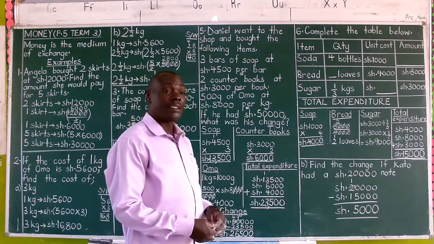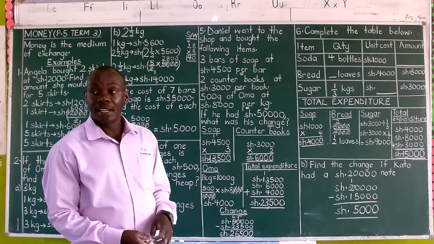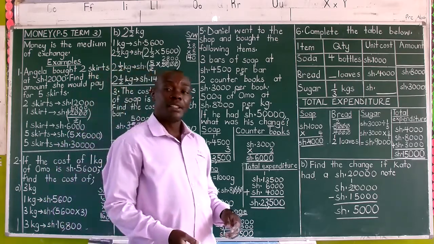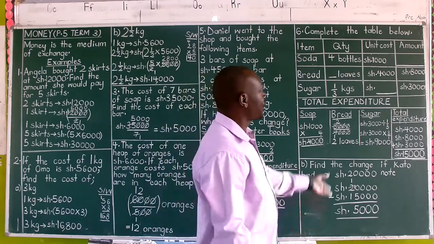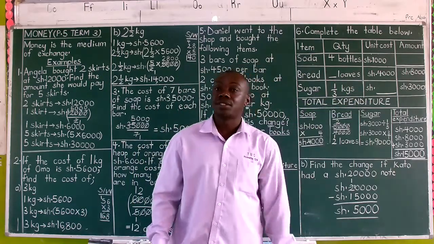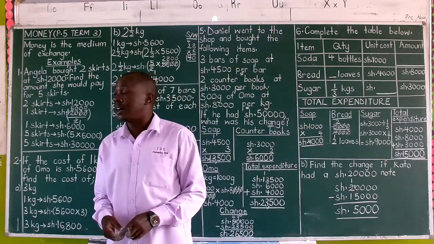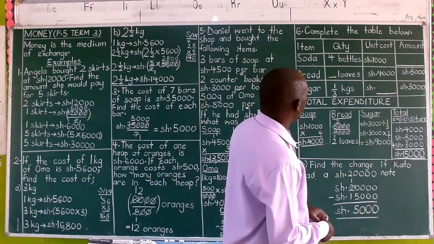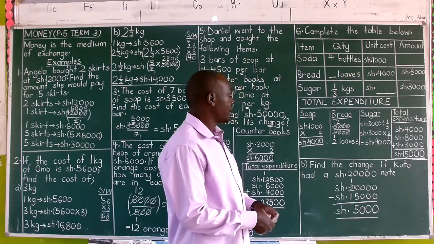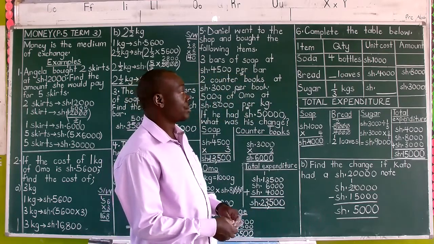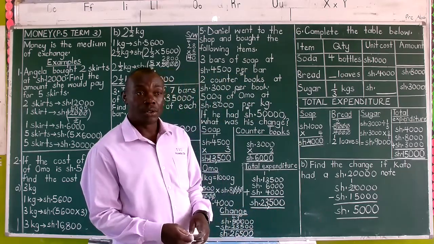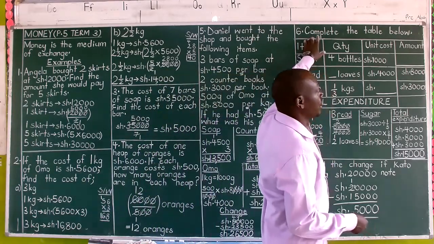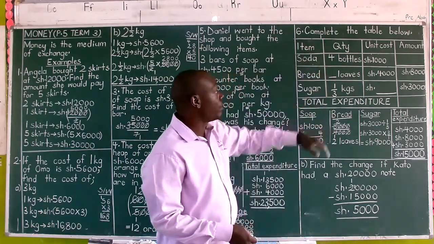And then look at the last example, in case the bill is given in table form. Let's see how one deals with a tabulated kind of bill. So now, study the table below, which shows Kato's shopping bill, and then complete it accordingly. So complete the table below.